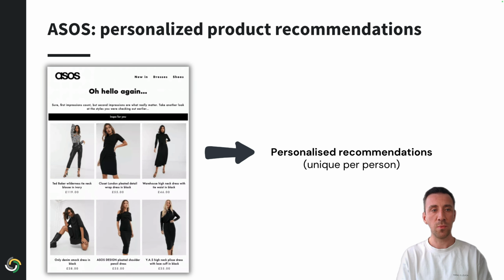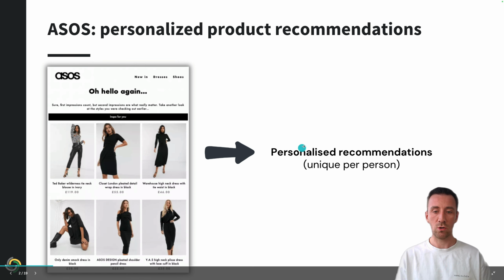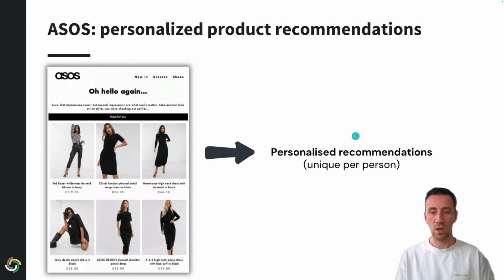Here's a quick example. This is the brand ASOS. They are applying this strategy. This is a browse abandonment email. That's an email when you're viewing products in the store. However, you don't make a purchase within a few hours or within one day, and they say, oh hello again, take another look at the styles you were checking out earlier, and we see 6 product recommendations right here, and those are personalized recommendations that are unique per person.